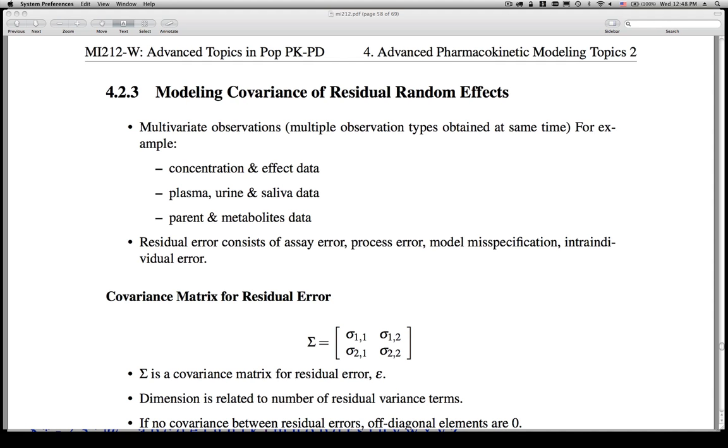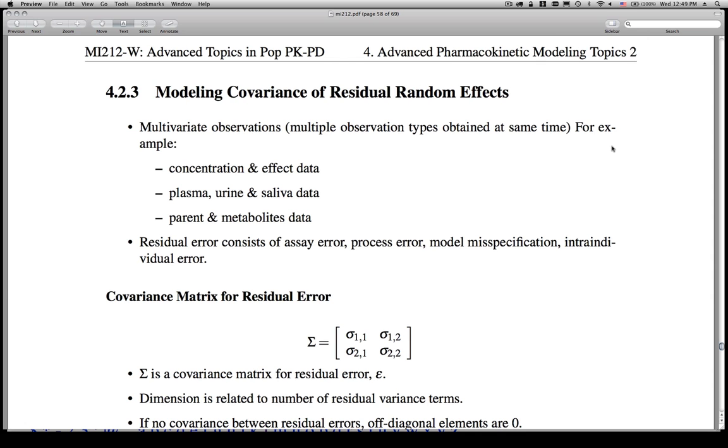So think about it this way. We have parent and metabolite data that are obtained in a single plasma sample. What if that plasma sample was recorded incorrectly with respect to sampling time? Maybe it was recorded as an hour later than it actually happened.